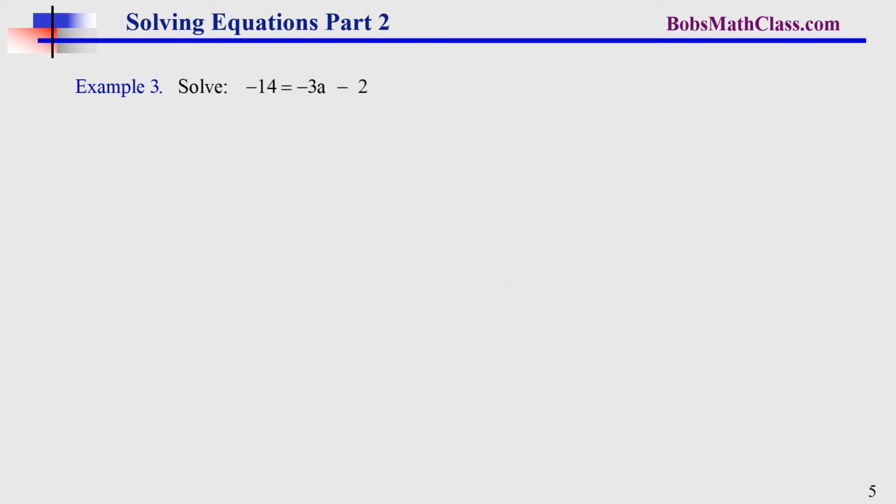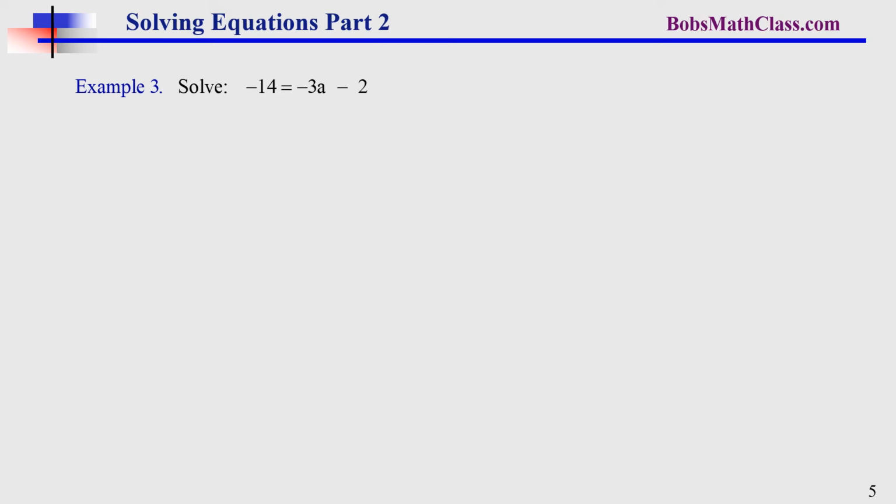Okay, our next example. Negative 14 equals negative 3a minus 2. It does look backwards. The a is on the right-hand side. If you wanted to, you could rewrite the problem. You could put negative 3a minus 2 on the left-hand side and negative 14 on the right-hand side. It's called the symmetric property. I'll state that in a little bit. But I'm going to leave it as is right now.